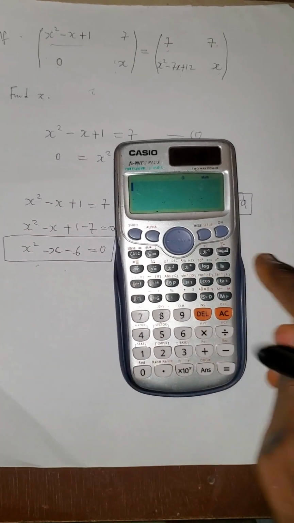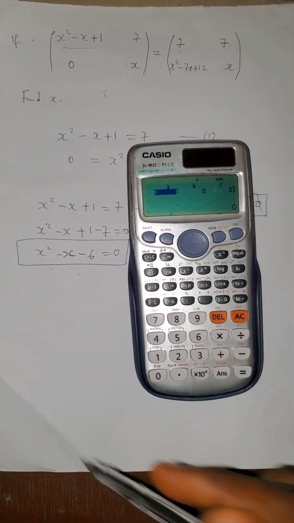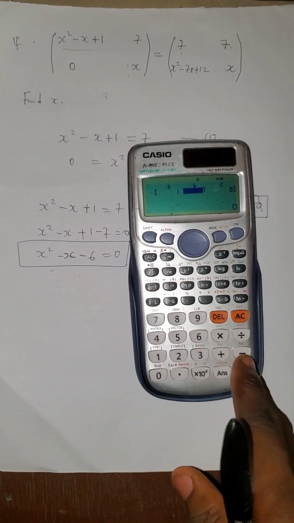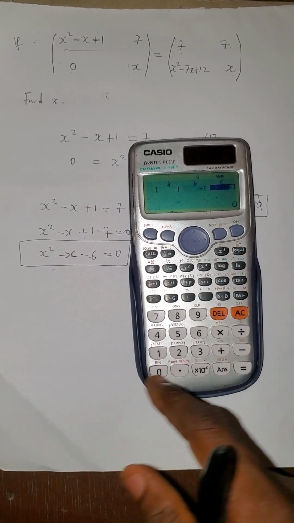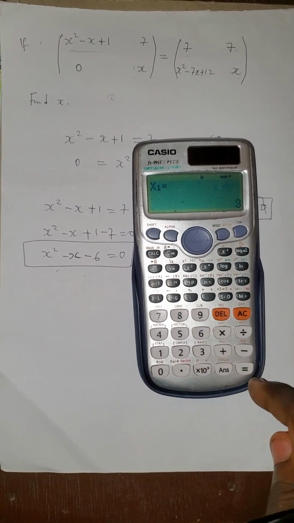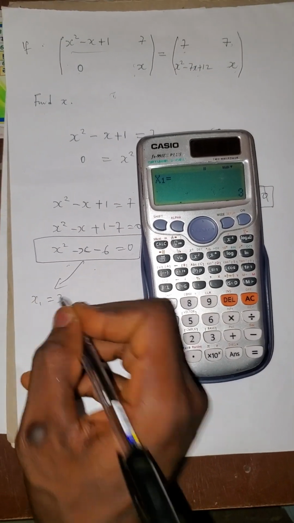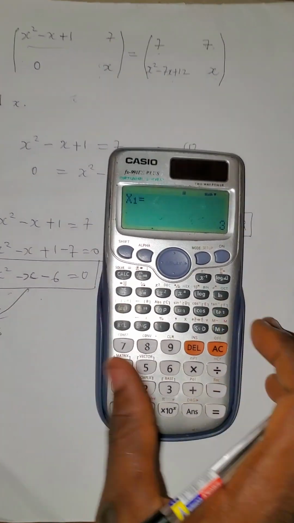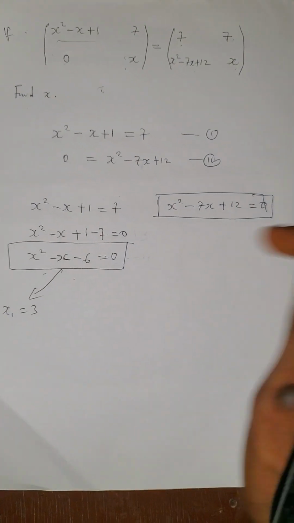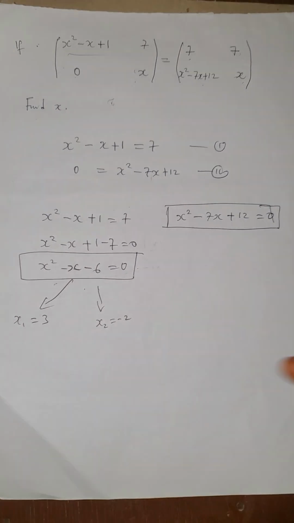For this first equation, we have the first mode, first equation, number 3. Press the coefficient. The coefficient of x squared is 1. So we press 1 equals. Next one is minus 1. Then the third value here is minus 6. Then press equals. You can see that x1 is 3. Then when you press equals again, you see that x2 is minus 2.